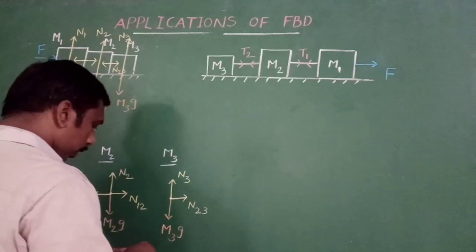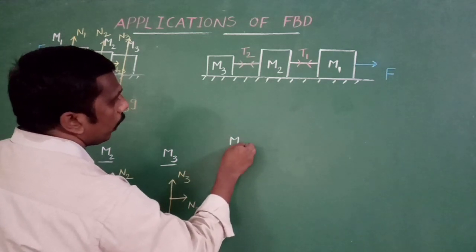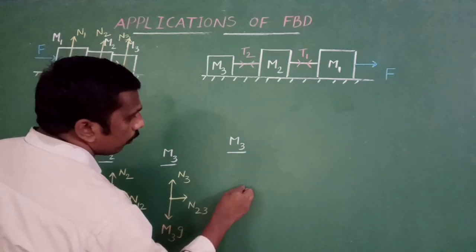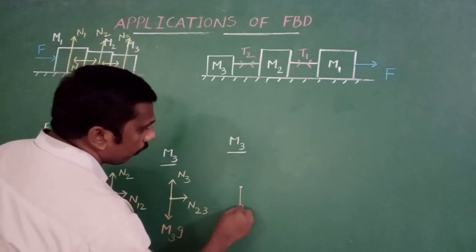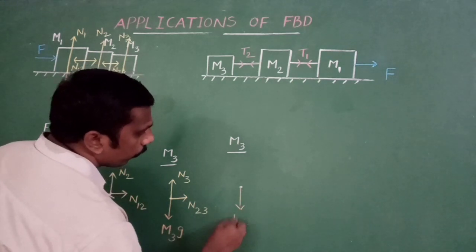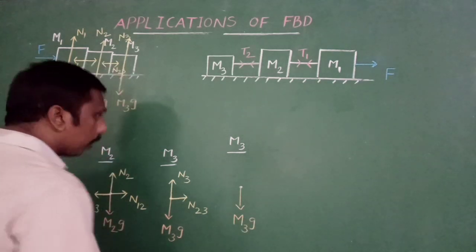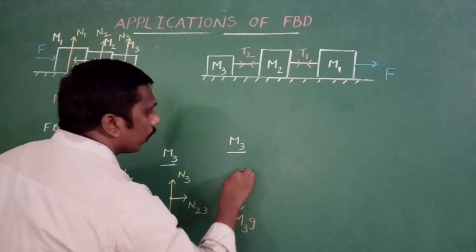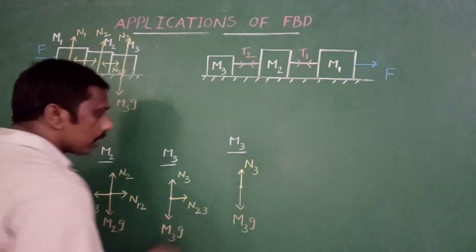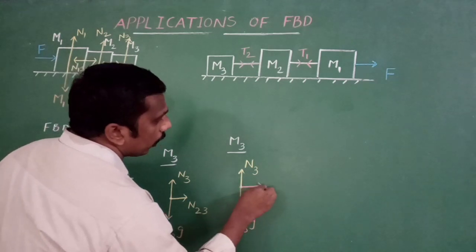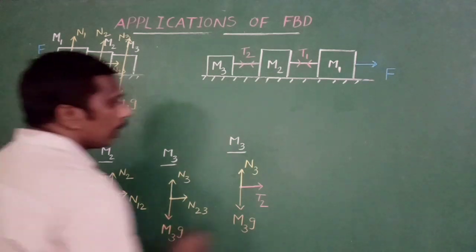First we are drawing the free body diagram for M3. Take it as M3. On M3, the weight M3G acts in the downward direction. The normal reaction acts in the upward direction. This is N3, and the tension pulls in this direction, that is T2. So this is the free body diagram of M3.